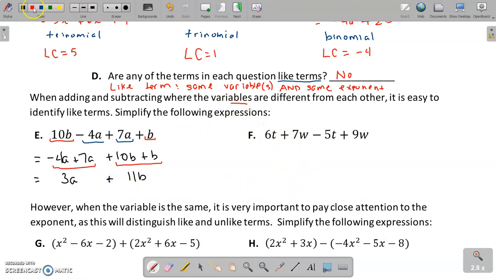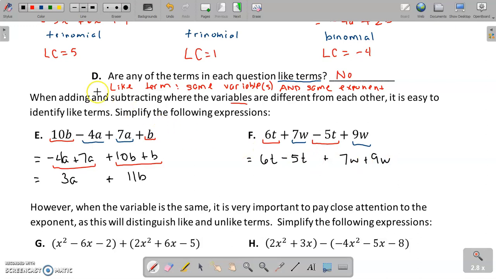Now looking at the next question, we have one term here with a t, 6t, and negative 5t. And then we have 7w and 9w. And we rewrite it, grouping them together. We have 6t minus 5t. And then we have 7w plus 9w.